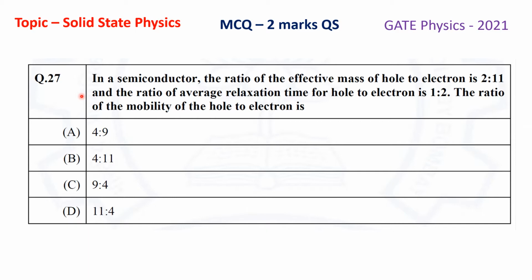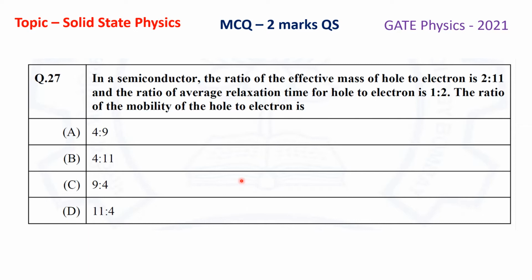In the question it is given that in a semiconductor the ratio of the effective mass of hole to electron is 2:11 and the ratio of average relaxation time for hole to electron is 1:2. The ratio of the mobility of the hole to electron is option A 4:9, option B 4:11, option C 9:4 and option D is 11:4.